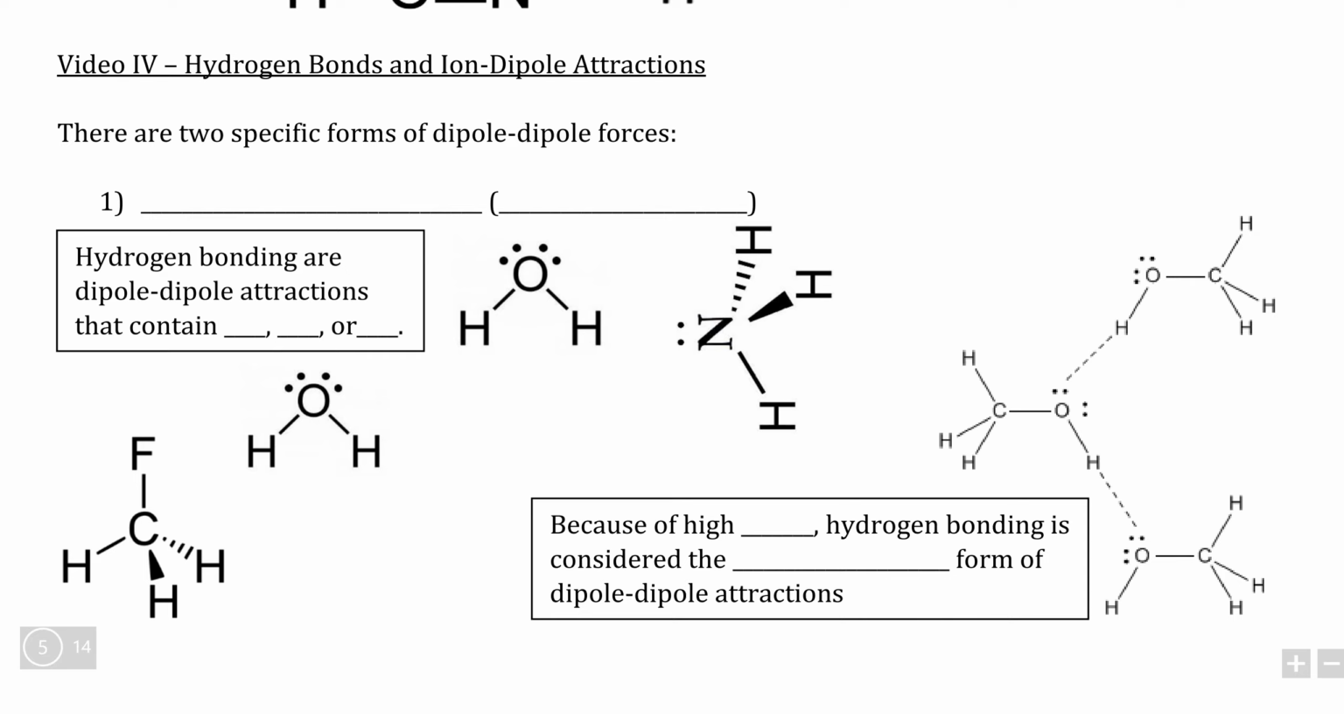In this video, we're going to look at two different forms of specific dipole-dipole interactions, the first of which is what we call hydrogen bonding. Not surprisingly, hydrogen bonding only forms between different polar covalent molecules that contain hydrogen. However, the other element in the compound can only be one of three elements: nitrogen, oxygen, or fluorine.